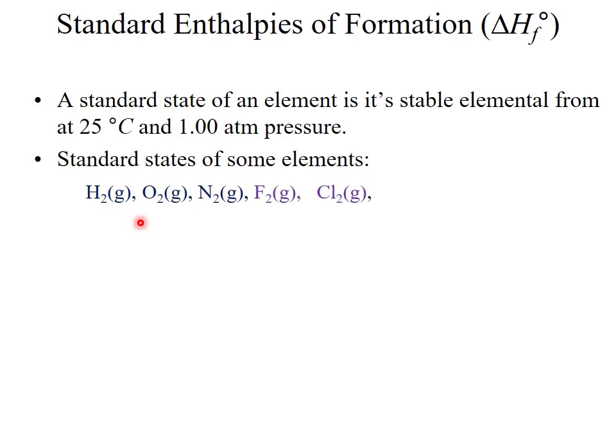Similarly, oxygen, nitrogen, fluorine, and chlorine are diatomic molecules, and they occur as gases at 25 degrees Celsius and 1 atmosphere pressure. All noble gases occur as monoatomic molecules. Notice that helium is by itself and doesn't have a subscript like 2 in the case of diatomic molecules. Noble gases exist as gases under standard conditions.